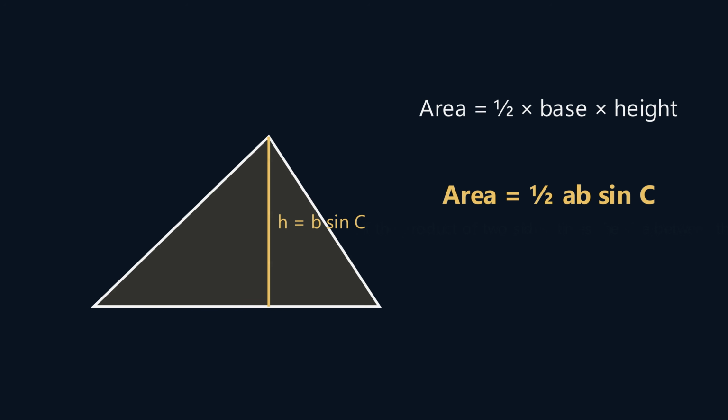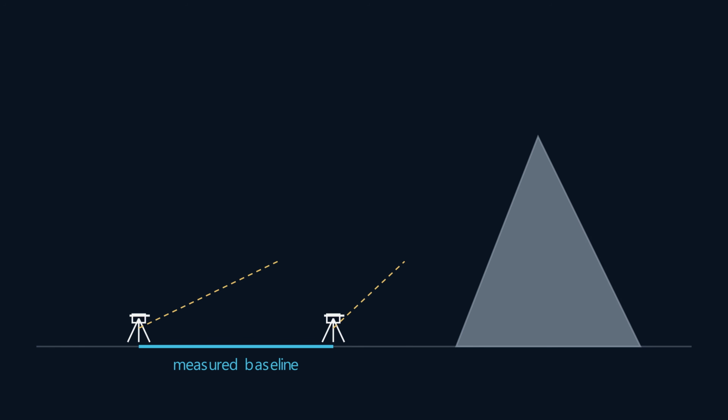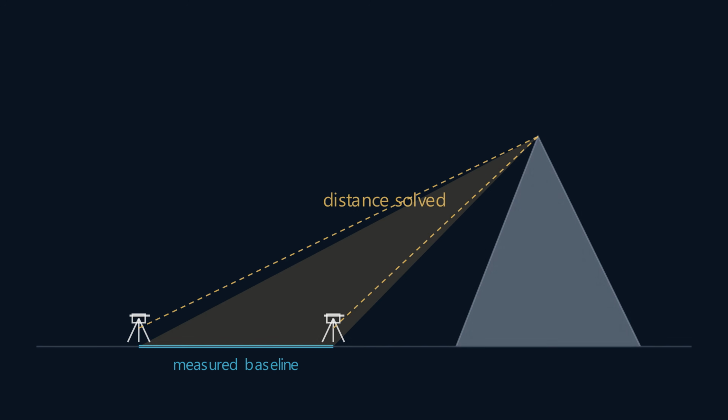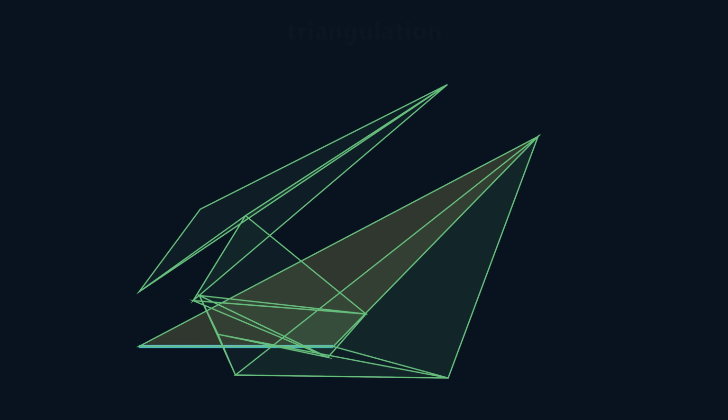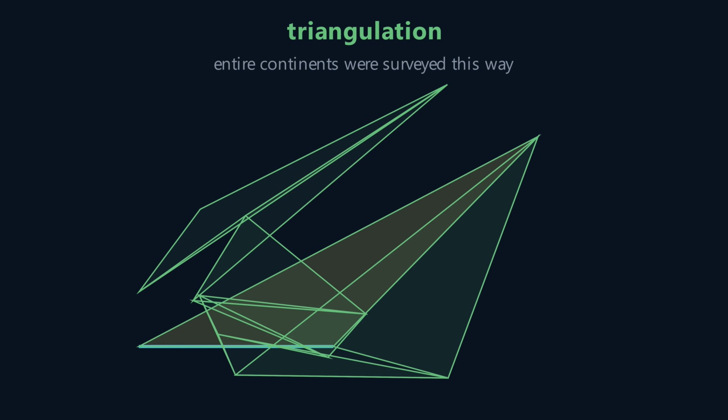It is the familiar half base times height, with the height replaced by what the sine tells you it must be. These 2 laws are how the world was mapped. Long before satellites, surveyors measured one baseline carefully, then measured angles to a distant landmark from both ends, and computed the distance they could never walk. Chain those triangles across a country, and you have a map. It is called triangulation, and entire continents were surveyed this way.